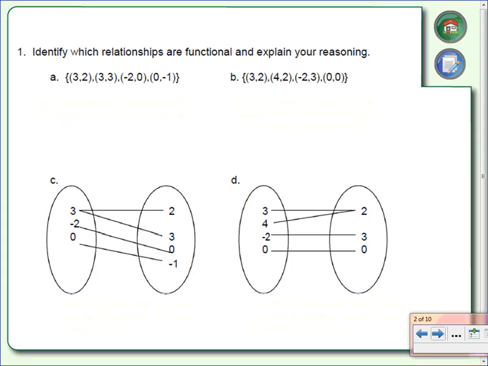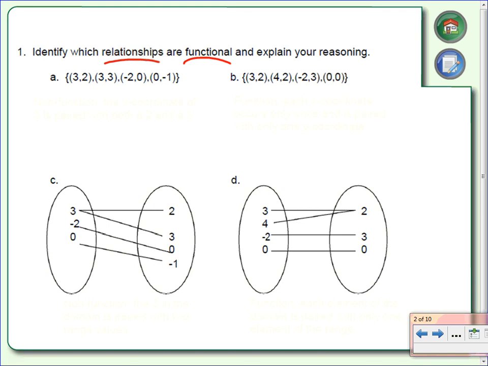Facts about functions. First of all, on number 1 here, they ask us to identify which relations are functional and explain your reasoning. Before we can do that, let me remind you that we first said a relation is nothing more than a set of ordered pairs. So all we're given here is a set of ordered pairs. What we've got to decide is whether those sets of ordered pairs are considered to be a function.